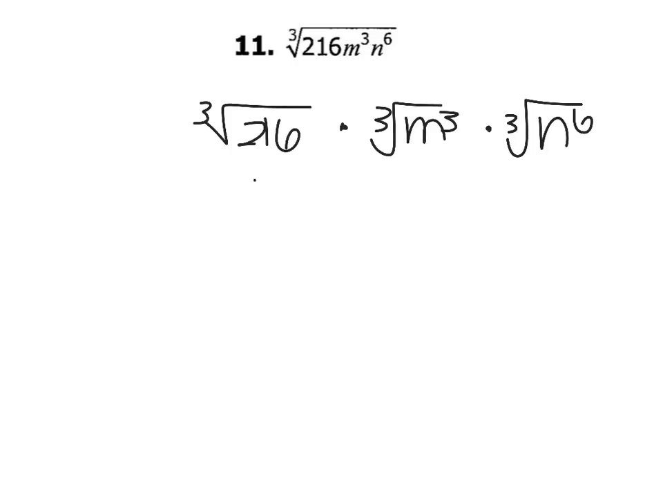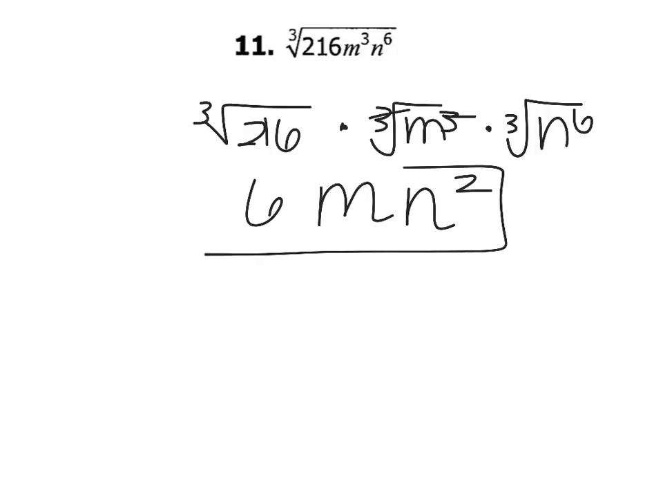So we know this is 6, then m to the third root of something cubed, they just cancel out. So we're left with 1m. And then over here, if we were to take the cube root of n to the sixth, we would do 6 divided by 3, so we're left with n squared. And that would be our final answer.